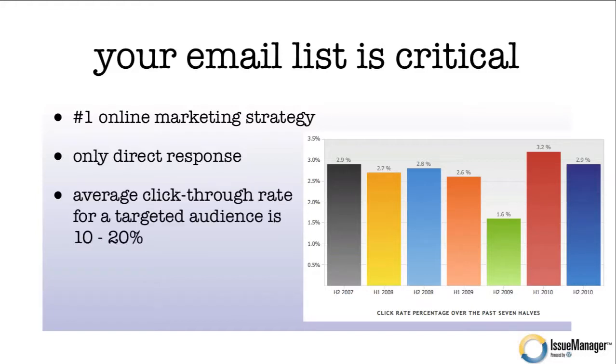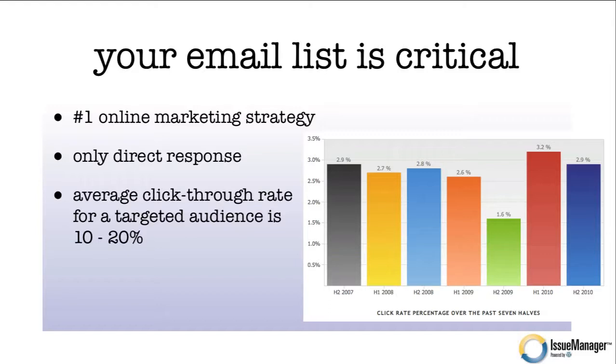Take a look at this chart on the right. What's interesting here is this shows you the average click-through rate for email across the last few years. And for all industries, all magazines, all newsletters, it runs around 3%. But what's really interesting is in the last couple years, that's up to 2010, the click-through rate has actually increased.